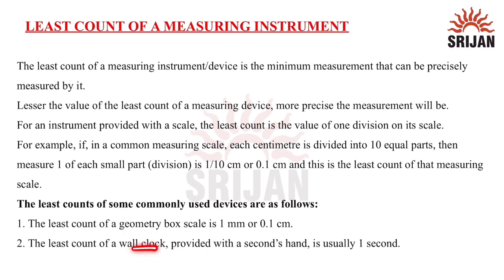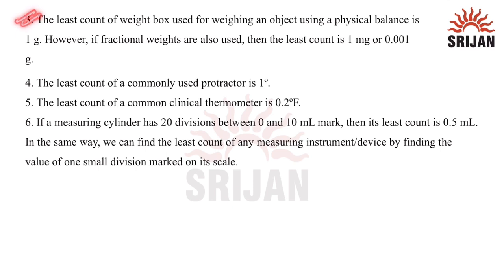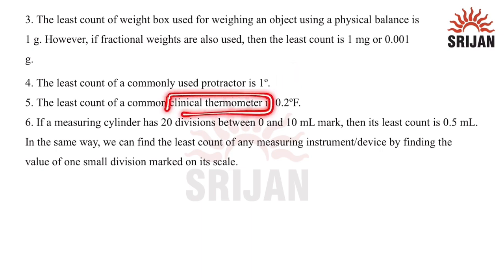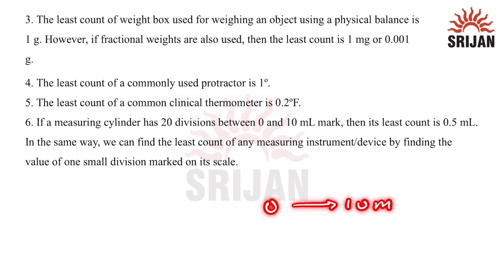Least count of a wall clock provided with a seconds hand usually is 1 second. Least count of a weight box used for weighing an object using a physical balance is 1 gram. However, if fractional weights are also used, then the least count can be 1 milligram, or I can say 0.001 gram. Least count of commonly used protractor is 1 degree. Least count of a clinical thermometer is 0.2 degree Fahrenheit. If a measuring cylinder has 20 divisions between 0 to 10 ml mark, then its least count is 0.5 ml.